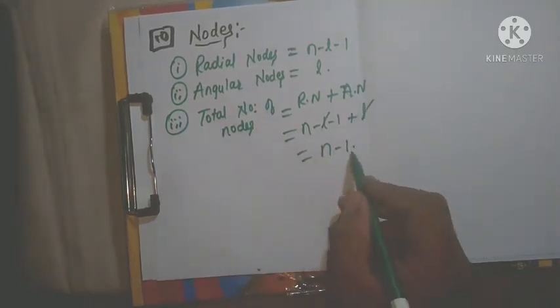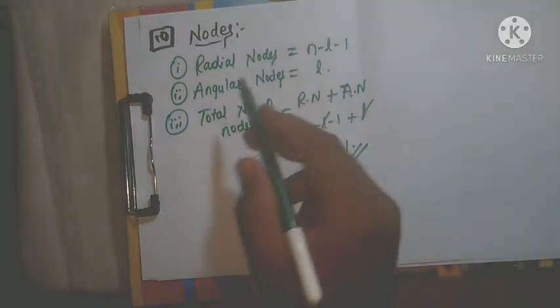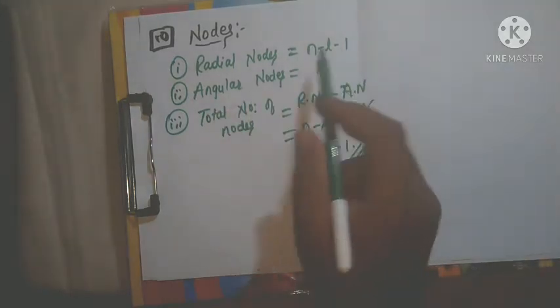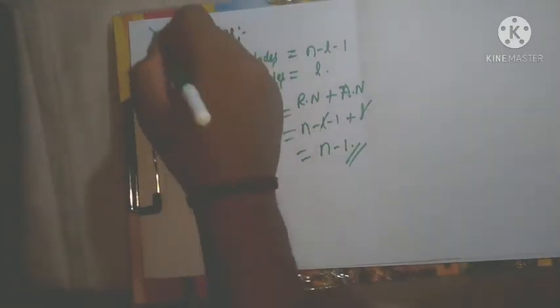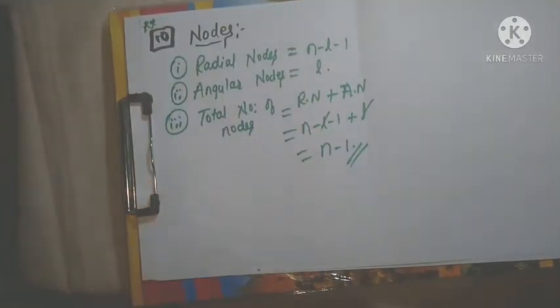Total number of nodes, what is the formula? n minus 1. Radial nodes: n minus L minus 1. Angular nodes: L. Total number of nodes: n minus 1. It is also very important for the objective questions. Next we will go for the last concept, that is quantum numbers, and it is very, very important.